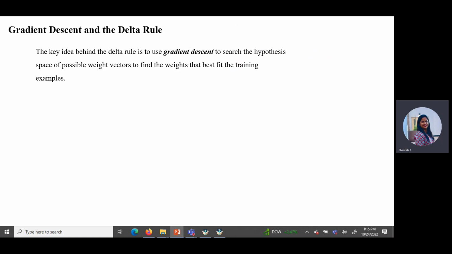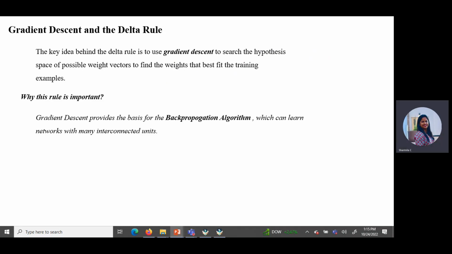The key idea behind the delta rule is to use gradient descent to search the hypothesis space of all possible weight vectors to find the weights that best fit the training examples. So why is this rule important? Gradient descent provides the basis for the backpropagation algorithm, which can learn networks with many interconnected units.